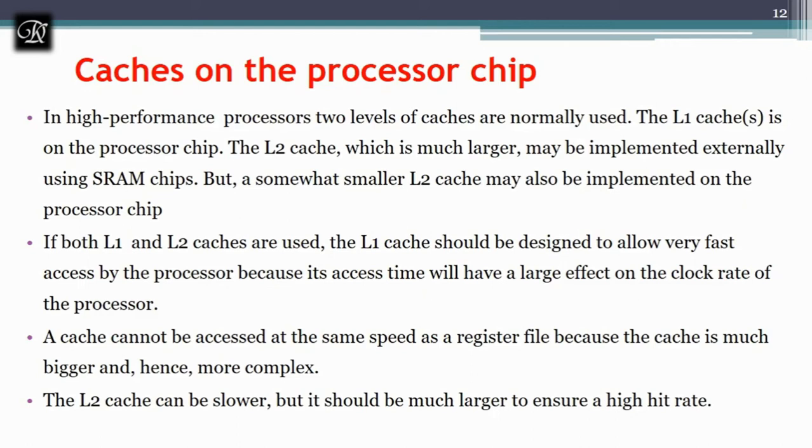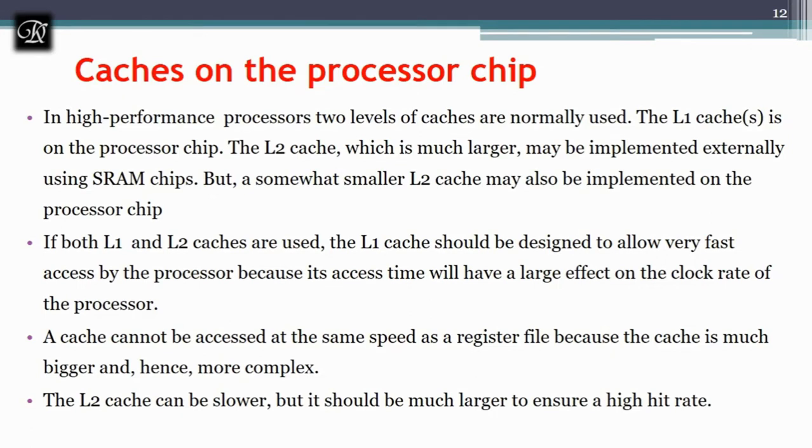A cache cannot be accessed at the same speed as the register file, because we have seen the general purpose registers in the first module discussion. So we cannot access the cache as fast as register files, because registers are very tiny, in terms of bits and bytes, but cache is in terms of MBs. The cache is much bigger, and hence its access is also more complex. The L2 cache can be slower because it is bigger than the L1 cache.